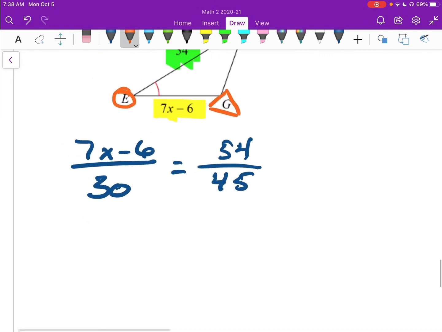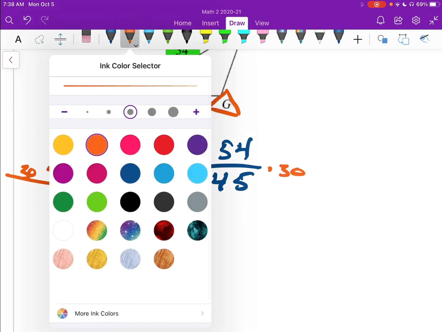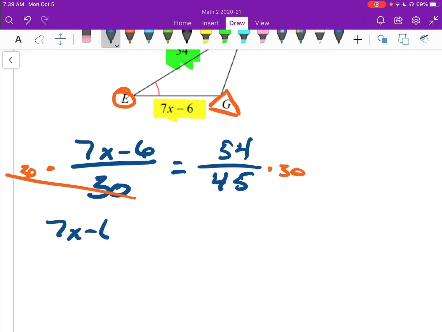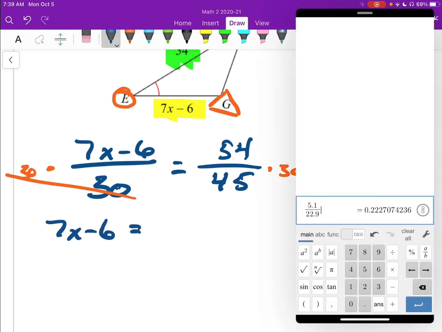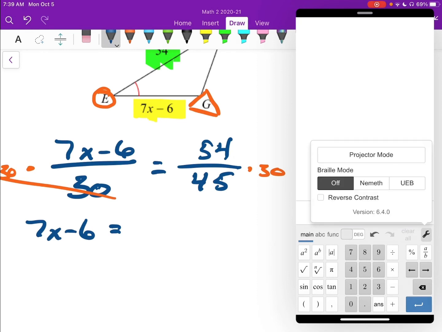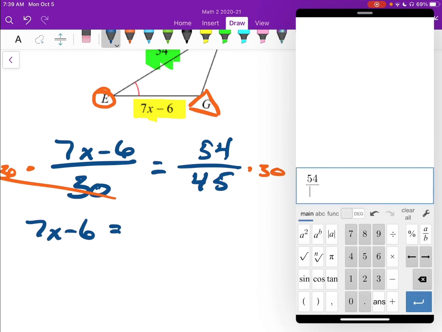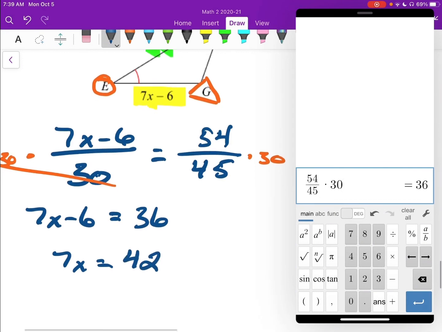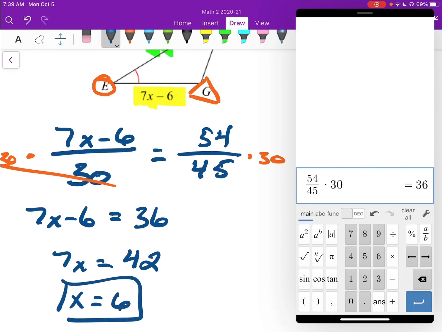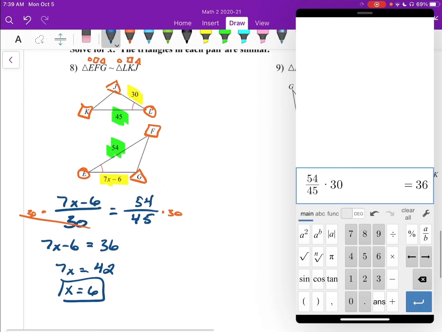So I will multiply by 30 on both sides. That cancels those guys out. So I'm left with 7x minus 6 equals 54 divided by 45 times 30. That is 36. I add my 6 over, I get 7x equals 42. And then x equals, what's that going to be? If I divide by 7, I get 6. So there's my x. X equals 6.